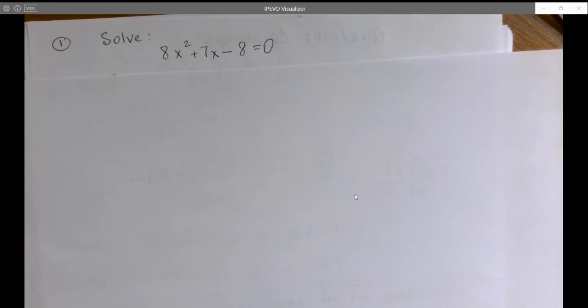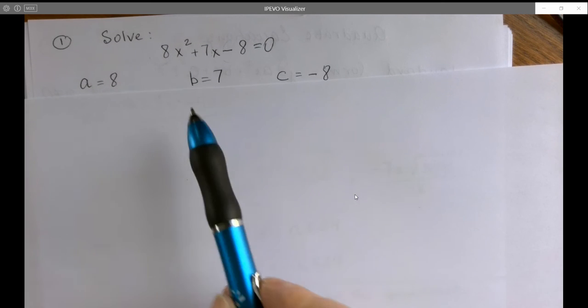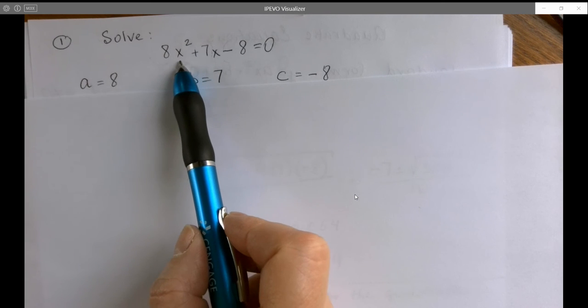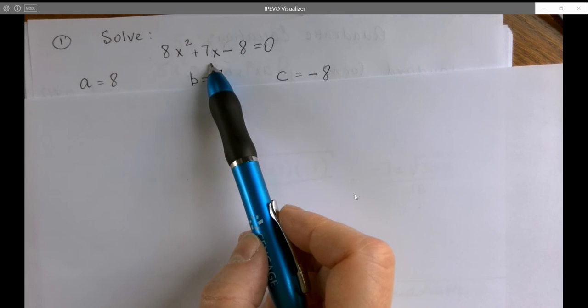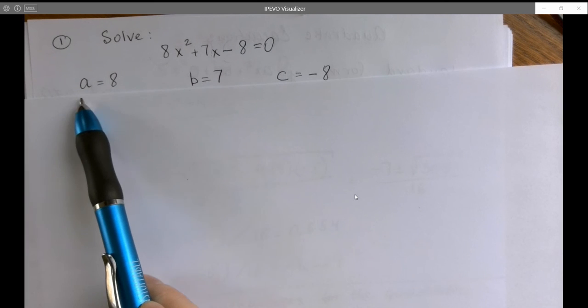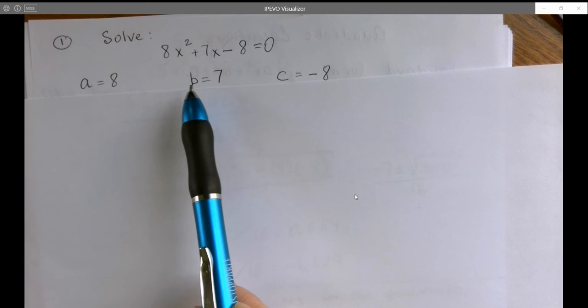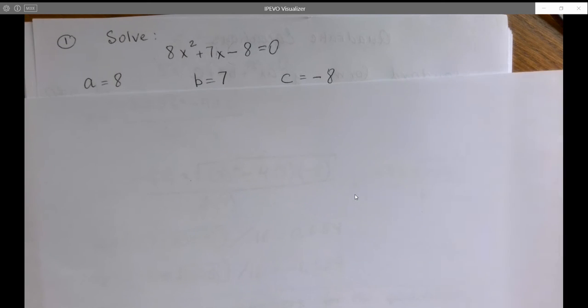First of all, we need to solve the equation 8x to the second power plus 7x minus 8 is equal to 0. It's always a good idea to start with a, b, c. A is the coefficient in front of x to the second power, b is the coefficient in front of x, and c is a constant. In this particular case, a is equal to 8, b is equal to 7, and c is equal to negative 8.